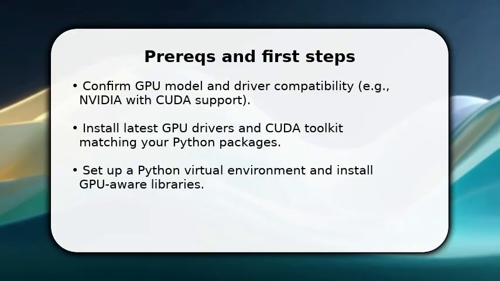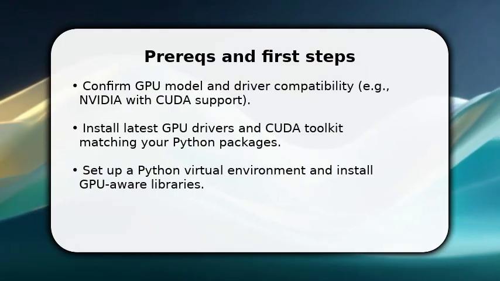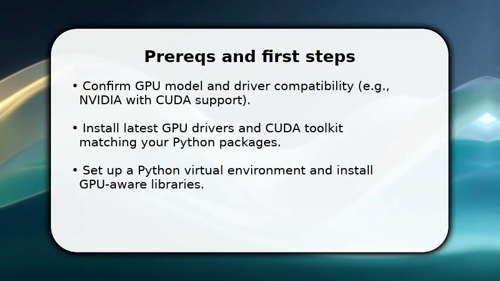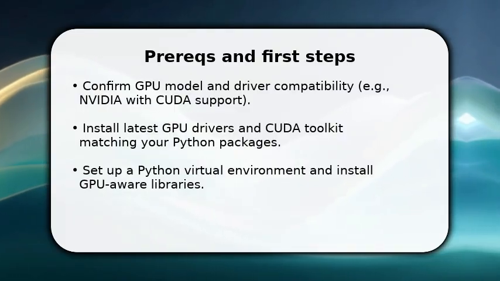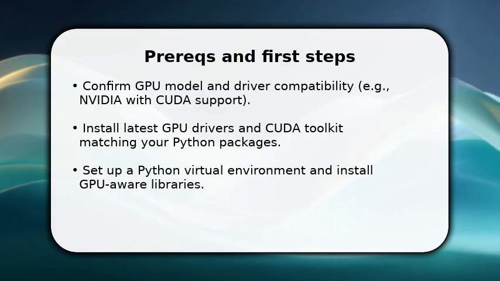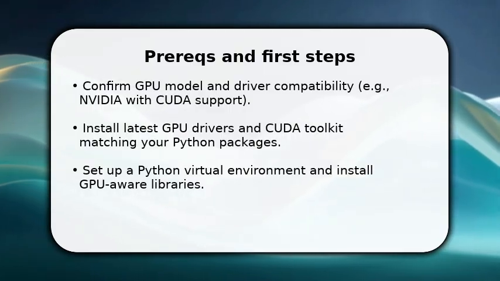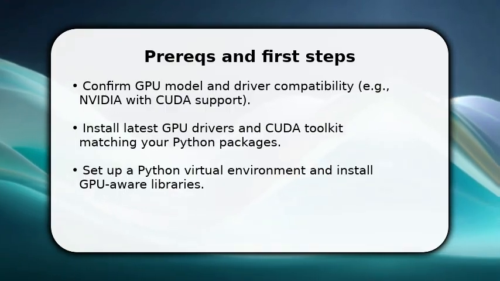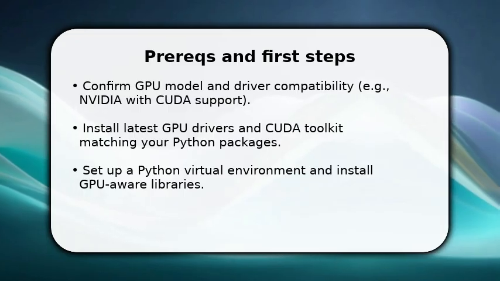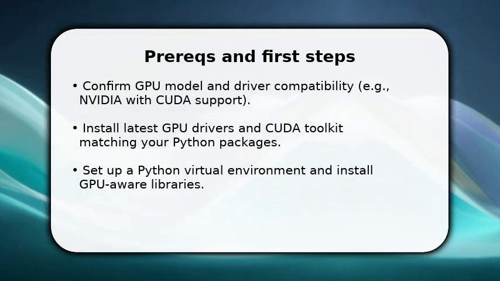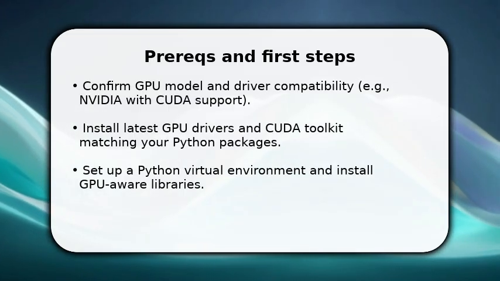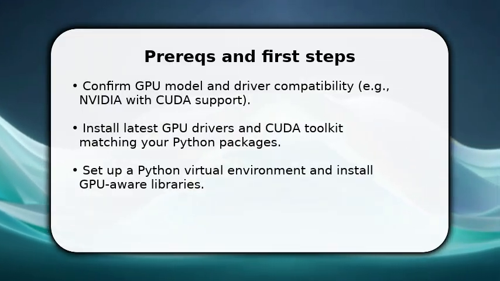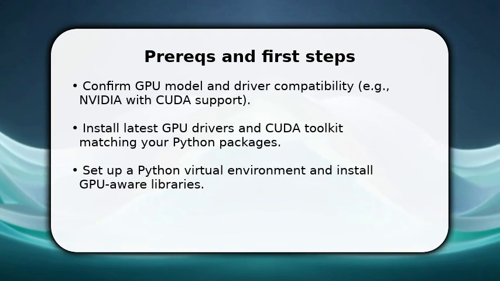You begin by verifying hardware and drivers, know your GPU model and that it supports CUDA. Install the vendor driver, then the CUDA toolkit version that matches the libraries you will use. Once done, create a Python virtual environment so system packages stay clean, and pip install GPU-aware libraries such as CuPy or PyTorch with CUDA wheels. Make sure to match CUDA versions exactly. This prevents runtime mismatches and saves time when you move to testing and development.